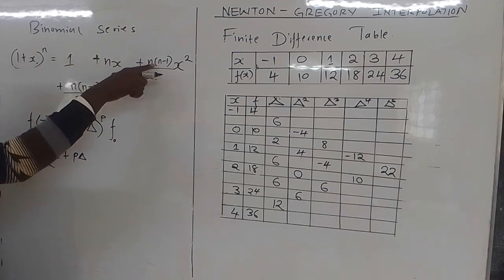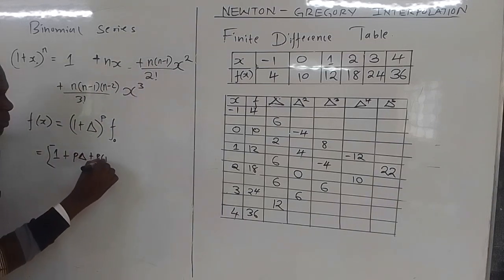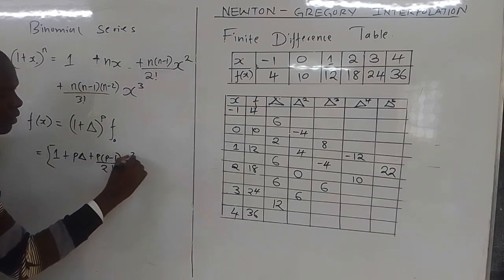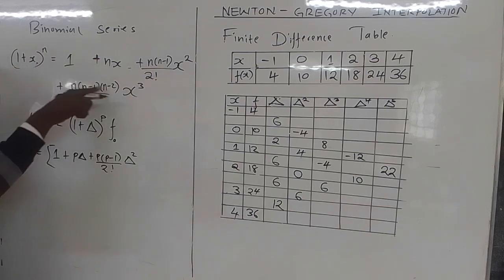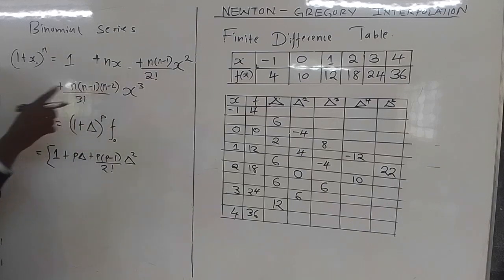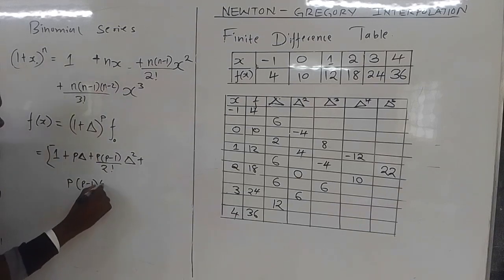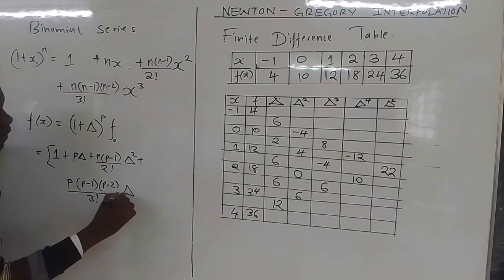Then the next one is n into n minus 1. And your n is what? P. So it is p into p minus 1 over 2 factorial. Then your x is what? Delta square. Are you seeing what is happening? Then you move to the next one here. Your n is p. Where there is this n, you put p, isn't it? Are we together? So if you put p there, you are going to have p into p minus 1 into p minus 2 over 3 factorial. Then your x is what? Where there is x, we have delta cube.